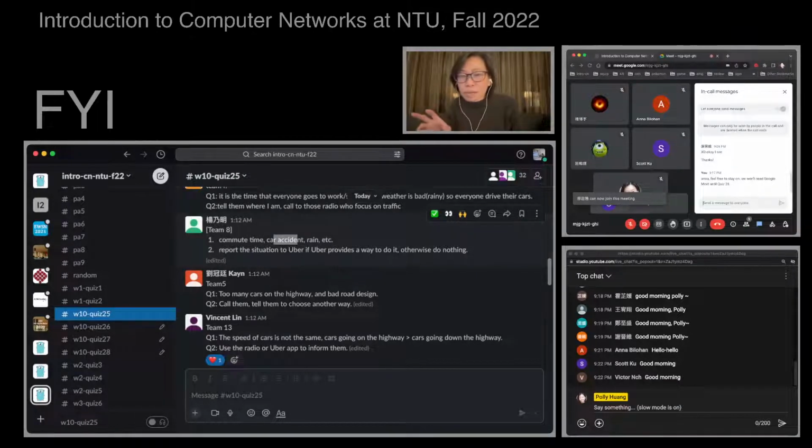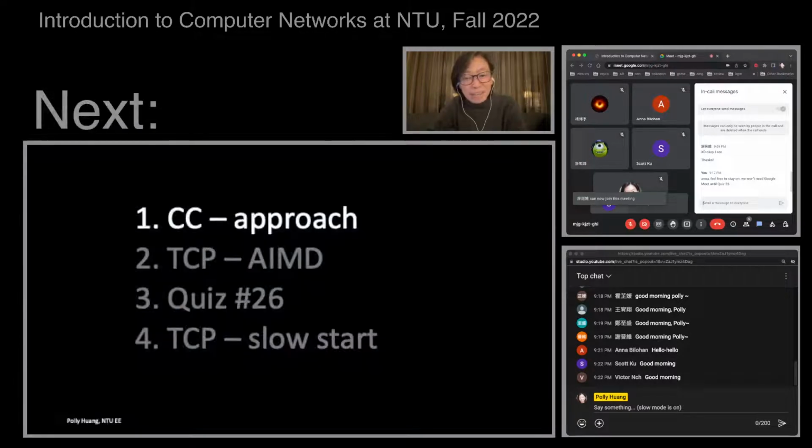Another way is, as you guys said, right? I'm now on the highway, I see congestion, I report. In the middle of the network, report such that the sources of the congestion will slow down. That's exactly what we will be talking about, the general approaches of handling congestion control. And there are two of them.